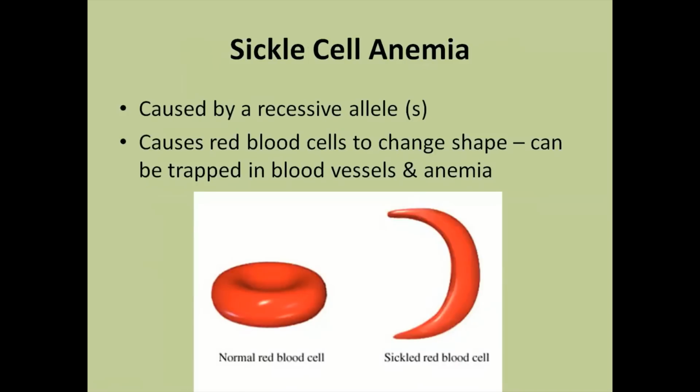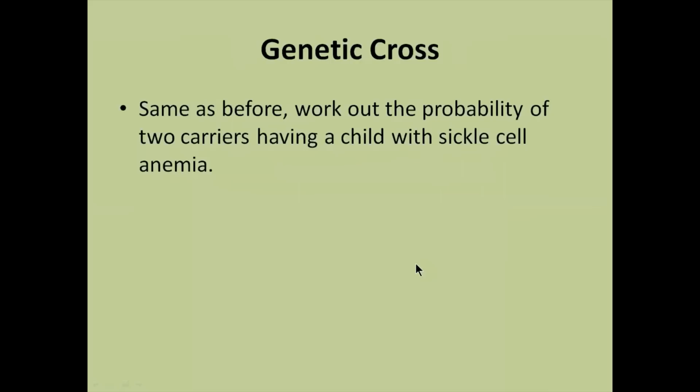Sickle cell anemia is also caused by a recessive allele. It causes red blood cells to change into a sickle shape. Sickled red blood cells can be trapped in blood vessels, causing anemia. Work out the probability of two carriers having a child with sickle cell anemia.